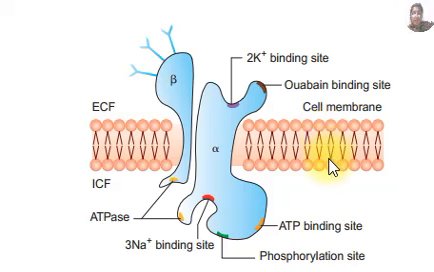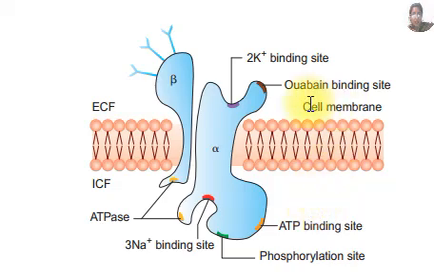And the second function is electrogenicity. This pump acts as an electrogenic pump, since it produces a net movement of positive charges out of the cells, meaning 3 sodium ions out and 2 potassium ions in, creating an electrical potential across the cell membrane. And this is the basic requirement of the nerves and muscles to transmit the signal.